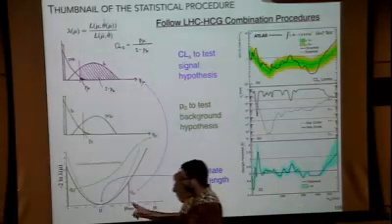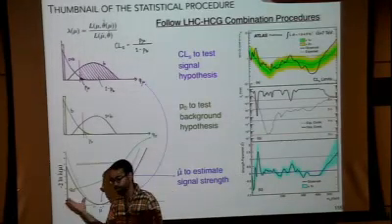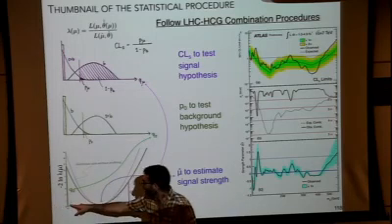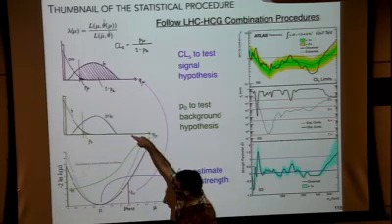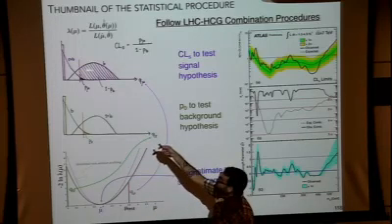But if the true thing is background, then the curves would be expected to be over here. And when I imagine the curve up here, it's going to have a big value of Q mu, right? So now the background only is the thing that's pushed out.